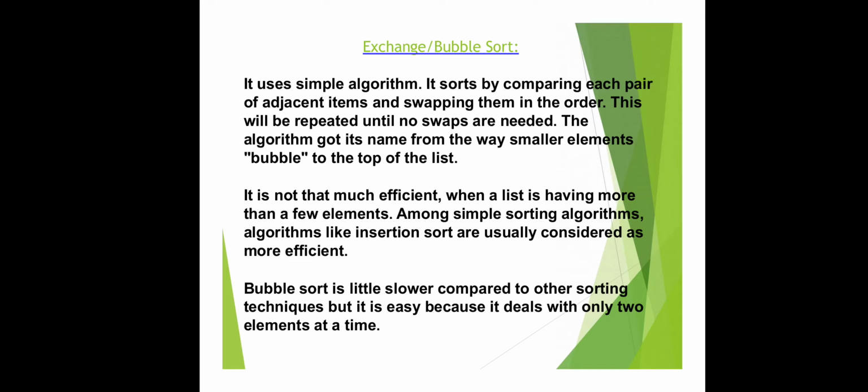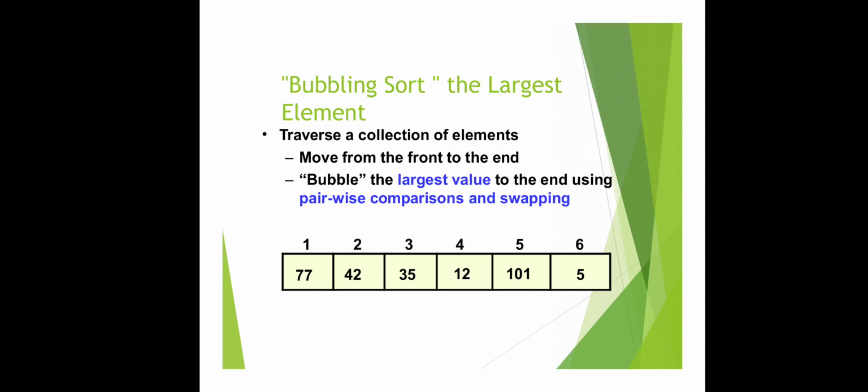Among simple sorting techniques, an algorithm like insertion sort is considered the most efficient one, because bubble sort is much slower when compared to other sorting techniques. But it is easy to do because it deals with only two elements at a time. So bubble sort moves the largest elements.